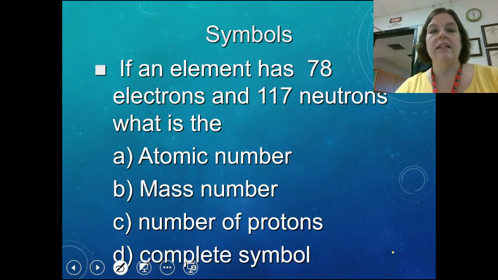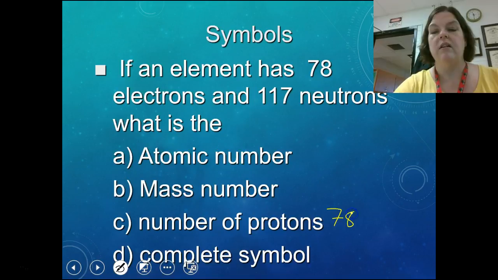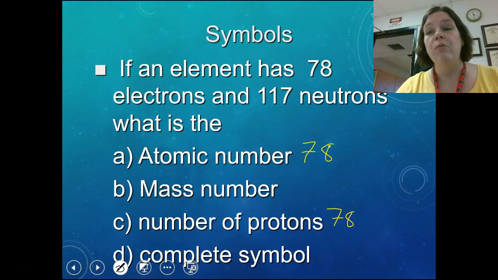So an element has 78 electrons and 117 neutrons. What is the atomic number? Okay, well, let's go down to the number of protons first. What do I know? The number of protons is equal to the number of electrons, so I have 78 protons. So what is the atomic number? Ah, yeah, 78.